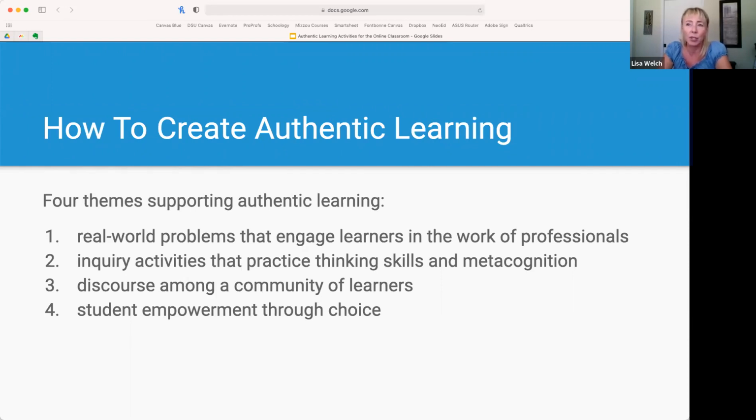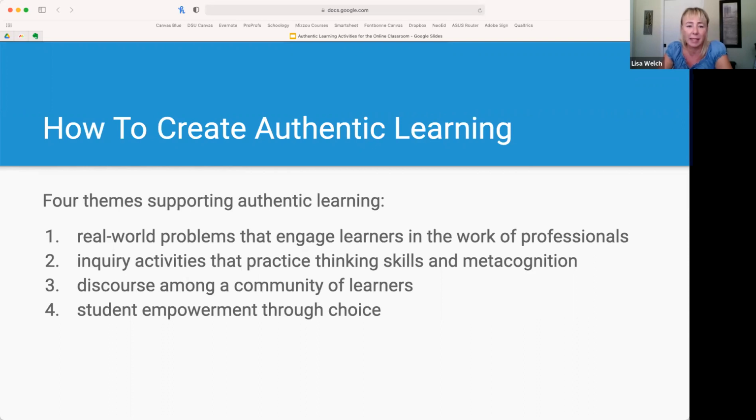And then we need to develop activities that they can use that will help with their thinking skills to be able to solve these problems once they get out into the real world. We can do that with discussion. We want our learners to be able to talk to each other, to discuss these problems-based learning.